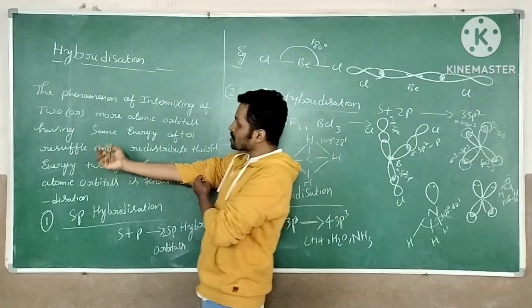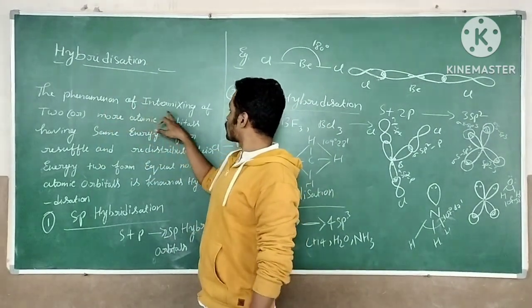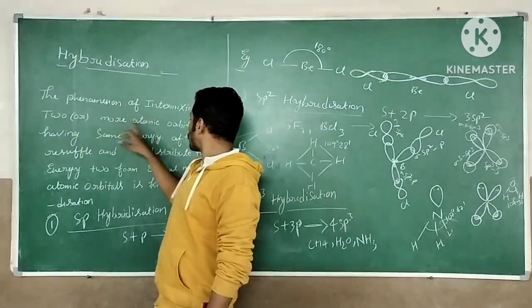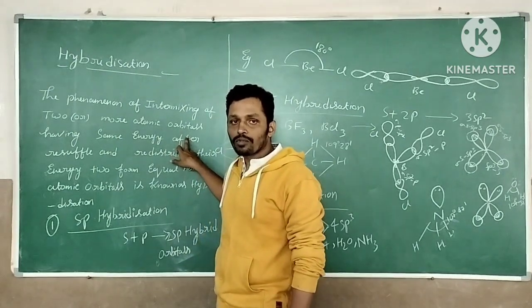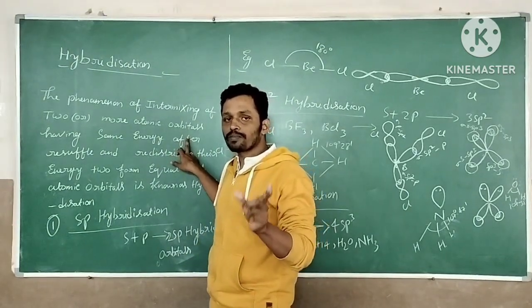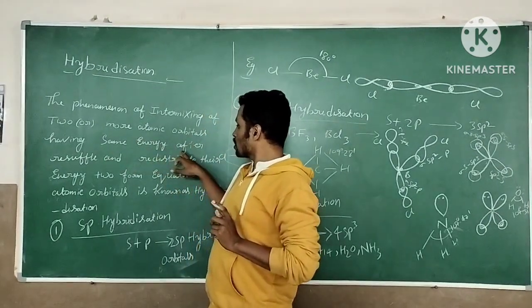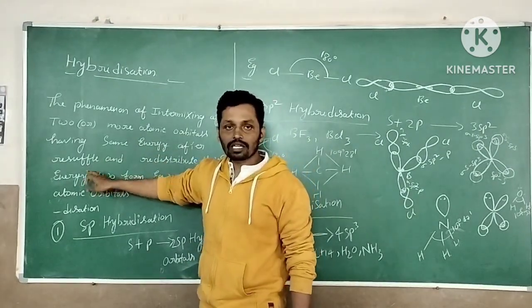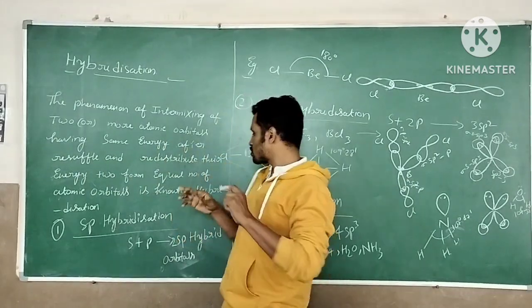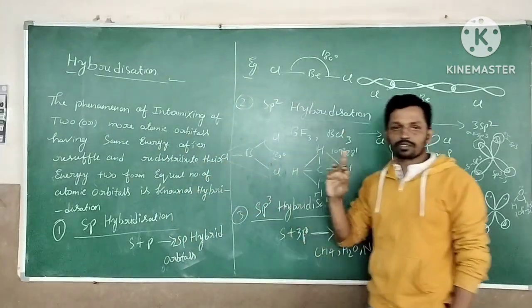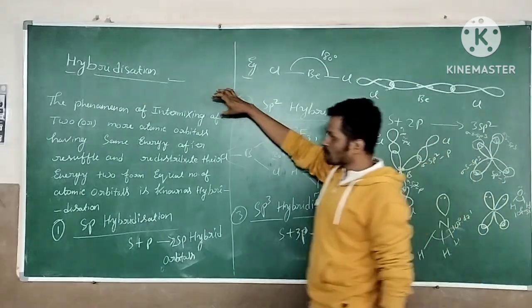What is hybridization? It is the phenomenon of intermixing of two or more atomic orbitals, that is s, p, d and f orbitals having the same energy, which reshuffle and redistribute their energies and form an equal number of hybrid orbitals. That is the phenomenon, that is the process.